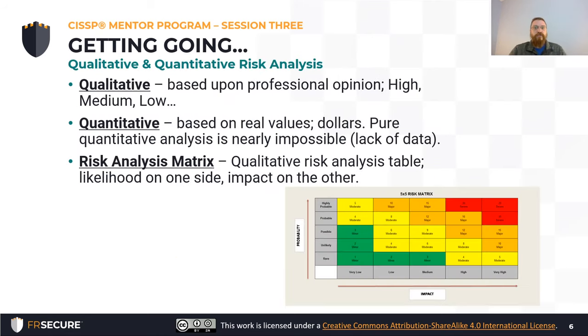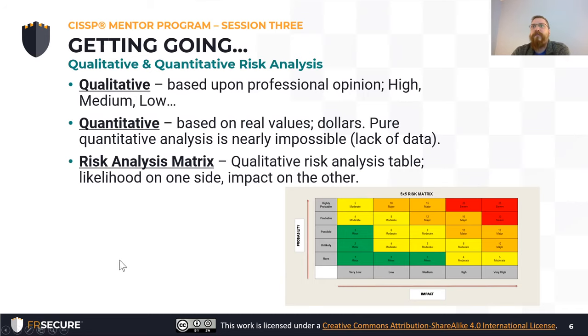All right, so we want to talk about the qualitative versus quantitative risk assessment. Differences: qualitative is opinion-based. Quantitative is values, so quantitative, quantity. You're going to be looking at what is an actual quantity of something. All right, there we go. Looks like that fixed that.